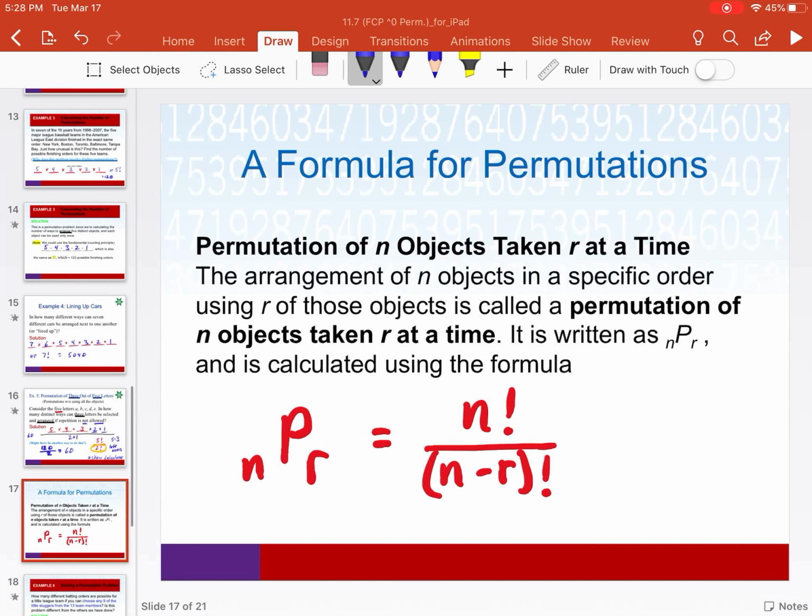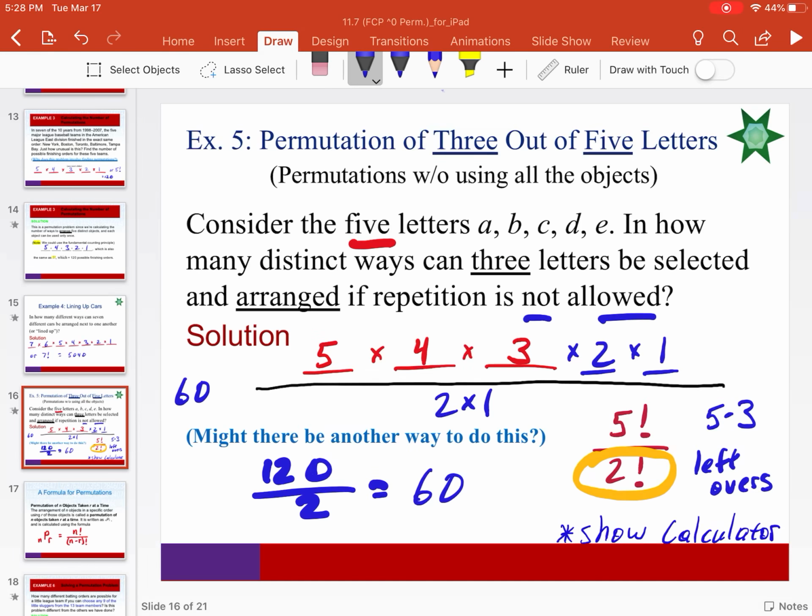Okay? That actually is a very important formula for us. Definitely want to keep track of this. So a formula for finding permutations of n objects taken r at a time. That was our previous problem. We had 5 objects, 5 letters, taken 3 at a time.